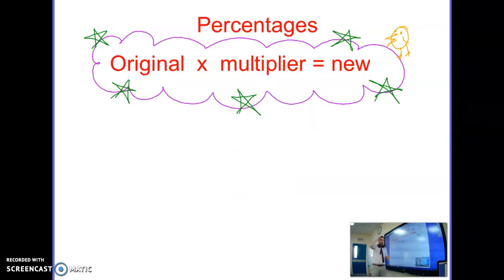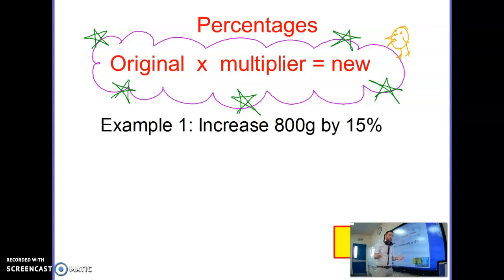So this is a little mathematical formula I would like you to write down. It's a really useful thing that you can use. If you write this down, generally you're going to get things in the correct order. So we start with an amount, the original. Then we multiply it by a multiplier, makes sense. And then we end up with the new amount. Sounds like a simple sentence. Take an original amount times a multiplier equals new.